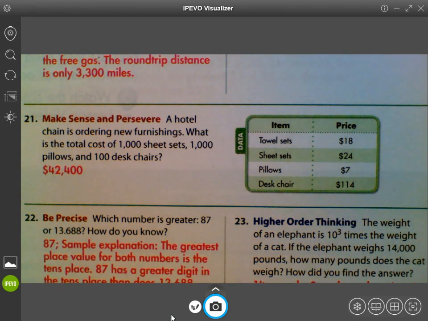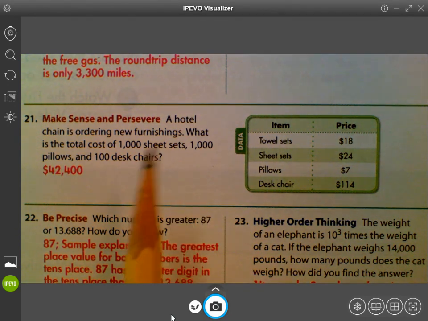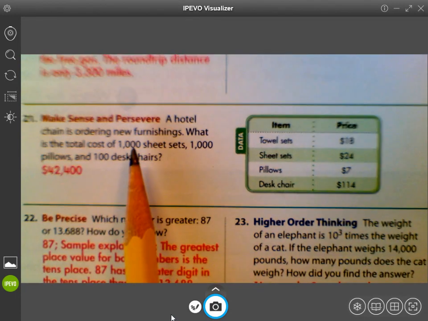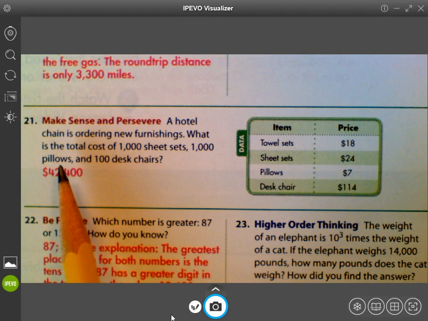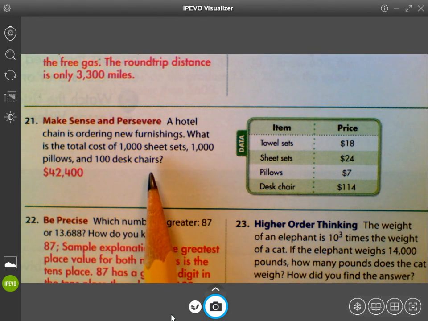So for number 21, it said, a hotel chain is ordering new furnishings. What is the total cost of 1,000 sheet sets, 1,000 pillows, and 100 desk chairs? Well, we would need to find out how much 1,000 sheet sets cost, how much 1,000 pillows cost, and how much 100 desk chairs cost, and then add them together.